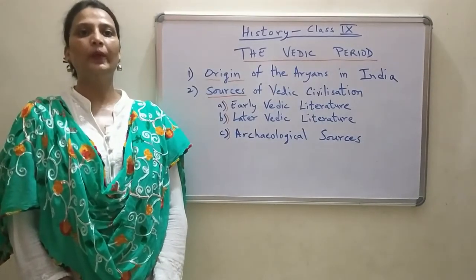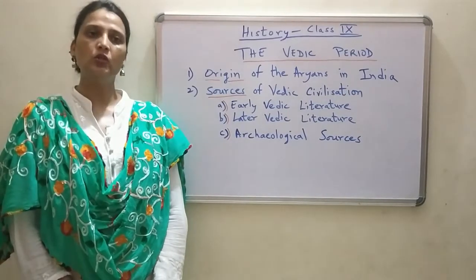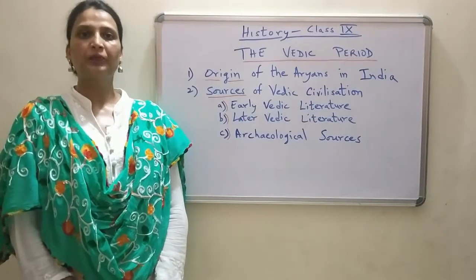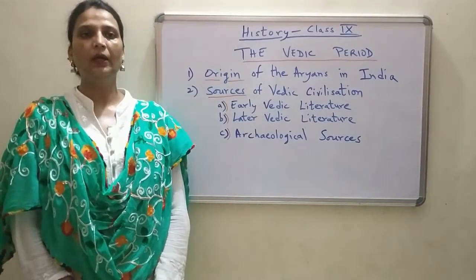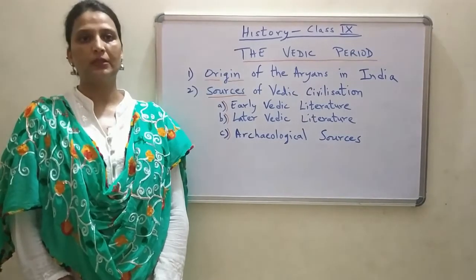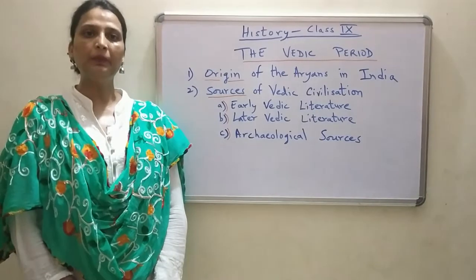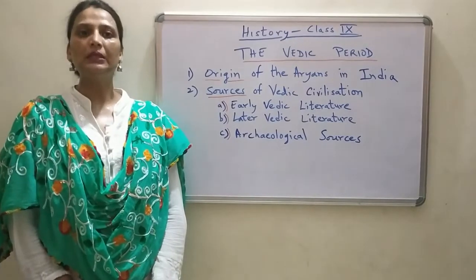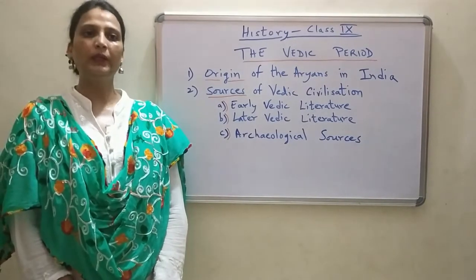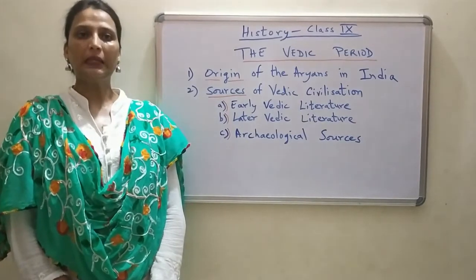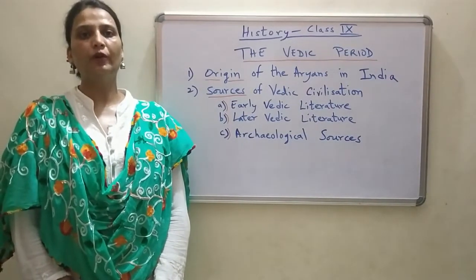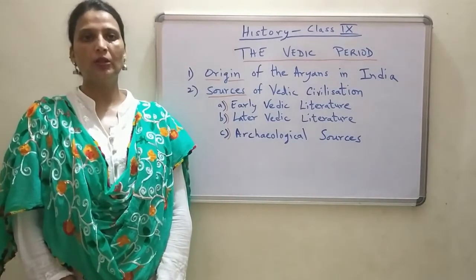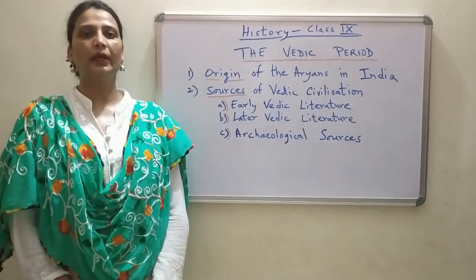Sources of Vedic civilization, archaeological sources. The discovery of iron implements such as hammers, spearheads, saws, etc. belonging to the later Vedic phase indicates that people had begun using iron during this period. With these implements, the people of the later Vedic period were able to clear forest and put more land under agriculture. Agriculture became an important occupation and people grew various varieties of crops.